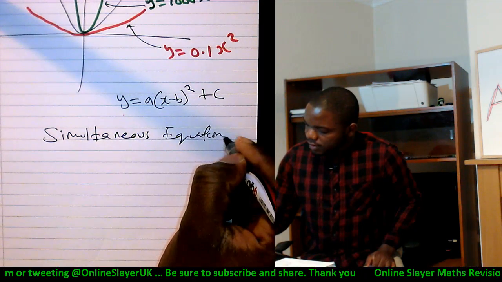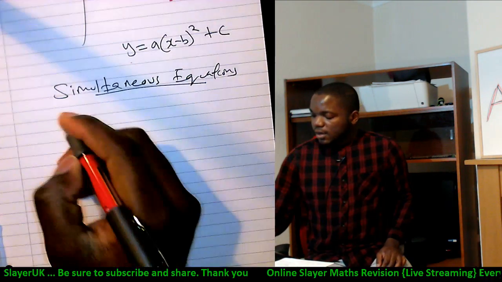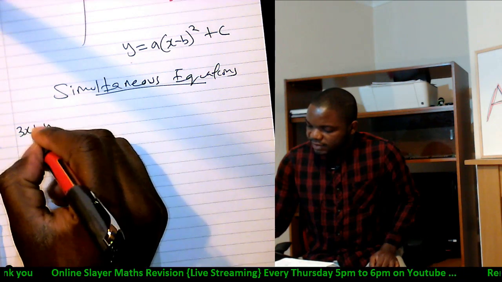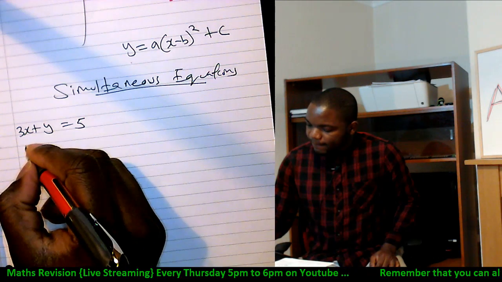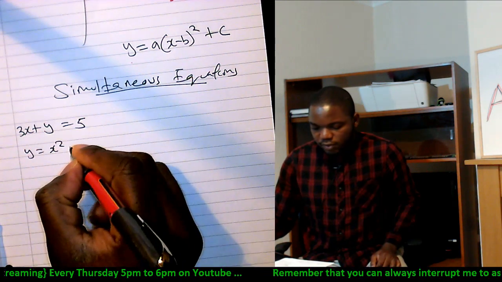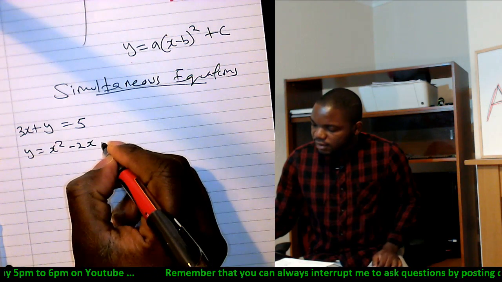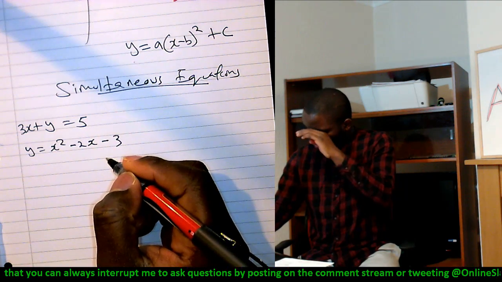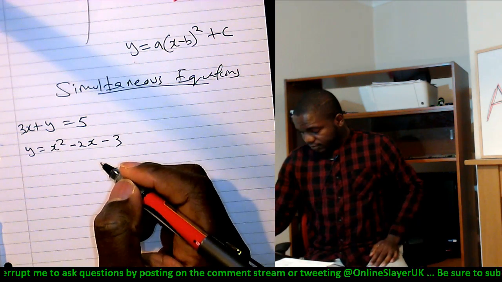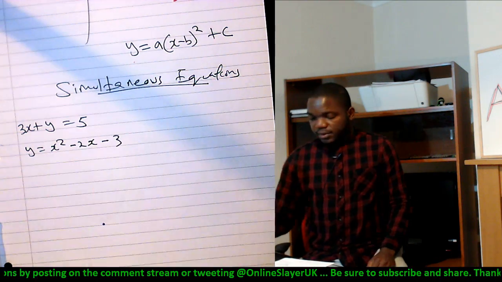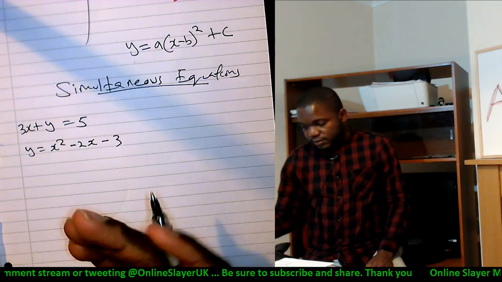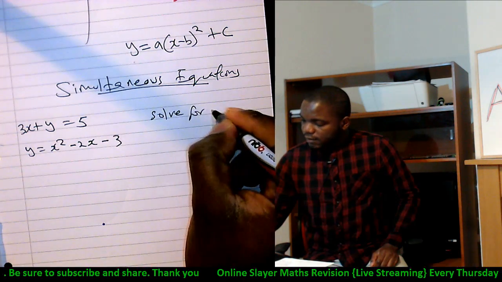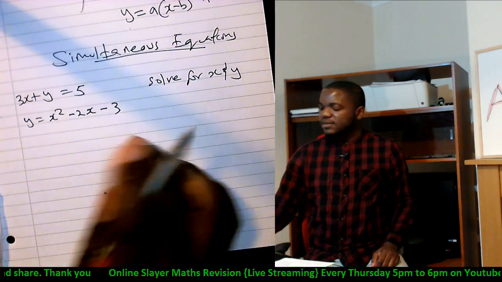Equations in quadratics. Okay, now imagine if you're told to solve this simultaneous equation: 3x plus y equals 5 and y equals x squared minus 2x minus 3. Okay, so this is a problem. You're told to find the solution for x and y. Solve for x and y in this simultaneous equation.